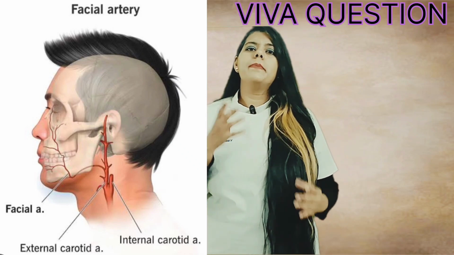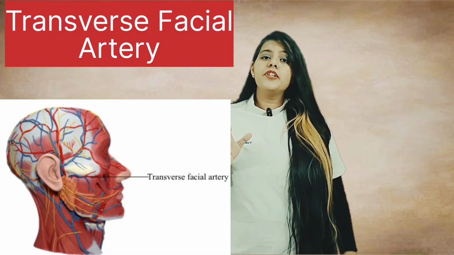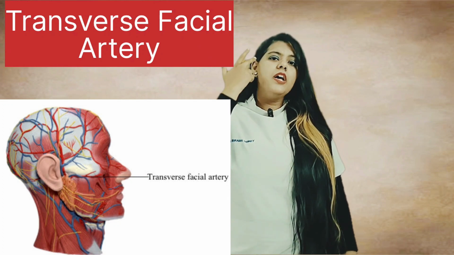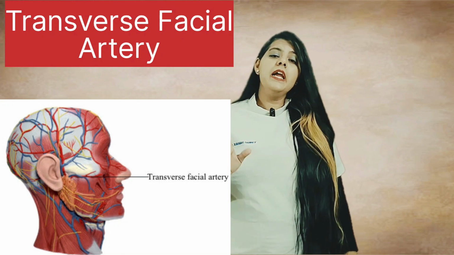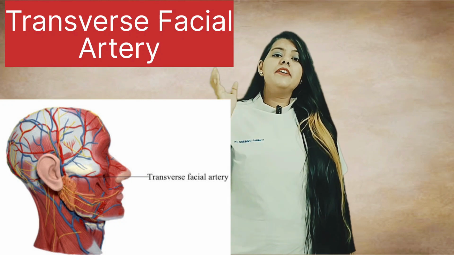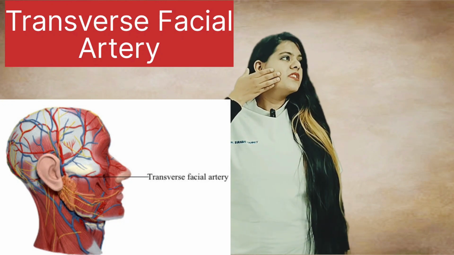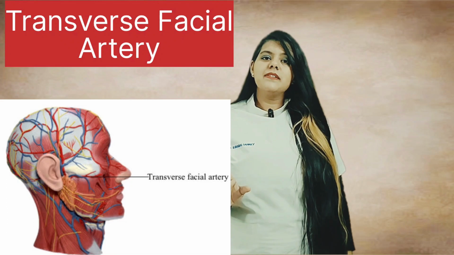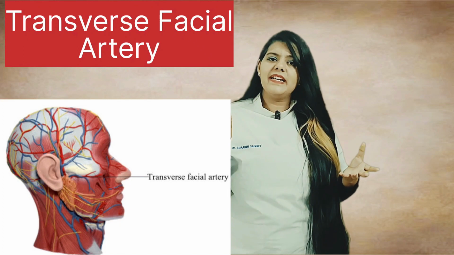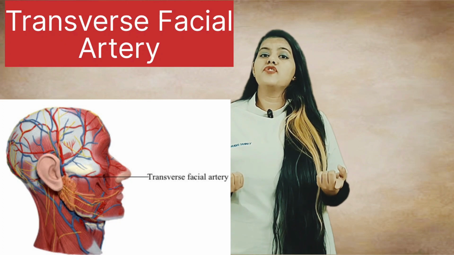Now another short topic in the facial artery, that is the transverse facial artery. The transverse facial artery is the branch of the superficial temporal artery, right? The superficial temporal artery originates or emerges from the parotid gland, then it runs over the masseter muscle and supplies the parotid gland and the masseter muscle and the skin which is present over the masseter muscle, that means the overlying skin, right? And it can also anastomose with the neighboring branches.